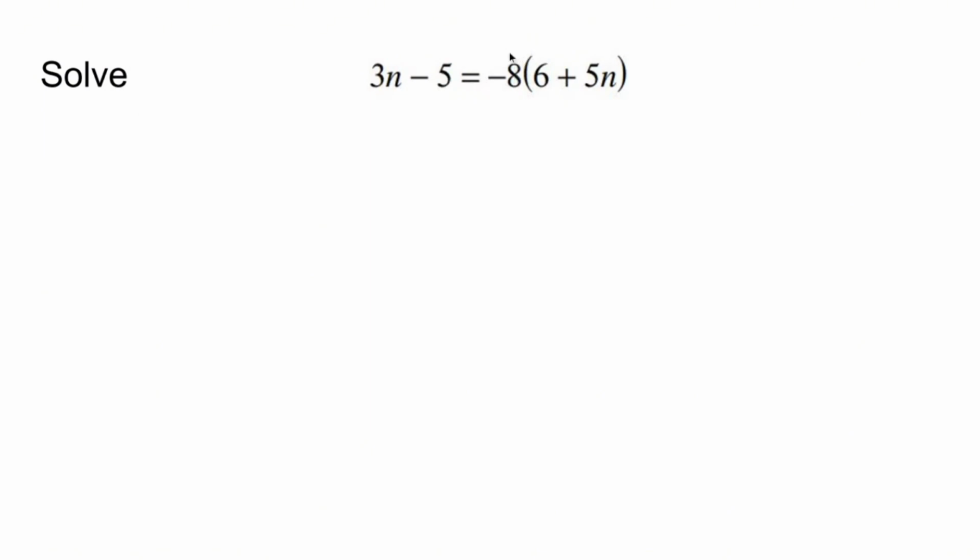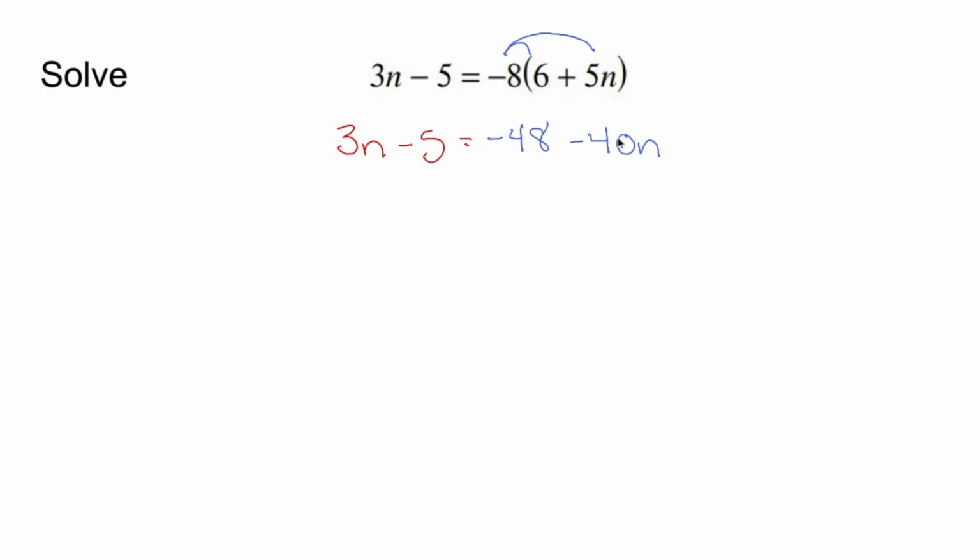So we have -8 times 6, which is -48. We have -8 times +5 and -8 +5 multiply out to -40, and n comes along for the ride. Nothing happens with the left side because we did nothing with the left side. So drop down the 3n, the -5, and that equal sign right there. Now you have an equation with n on both sides of the equal sign.